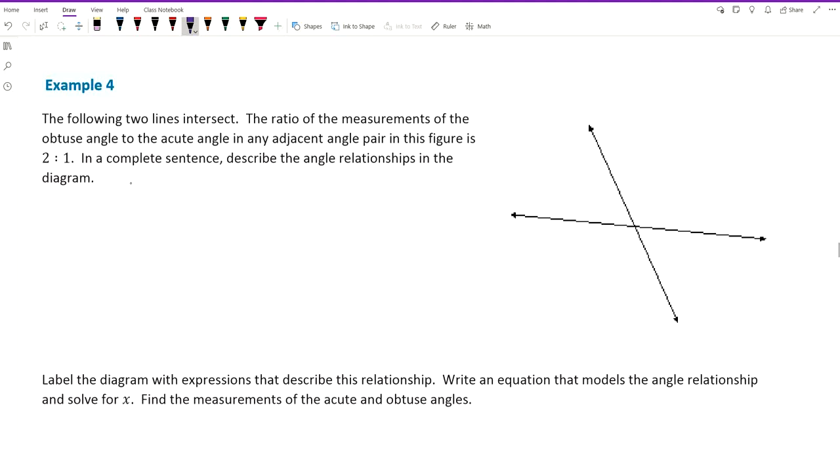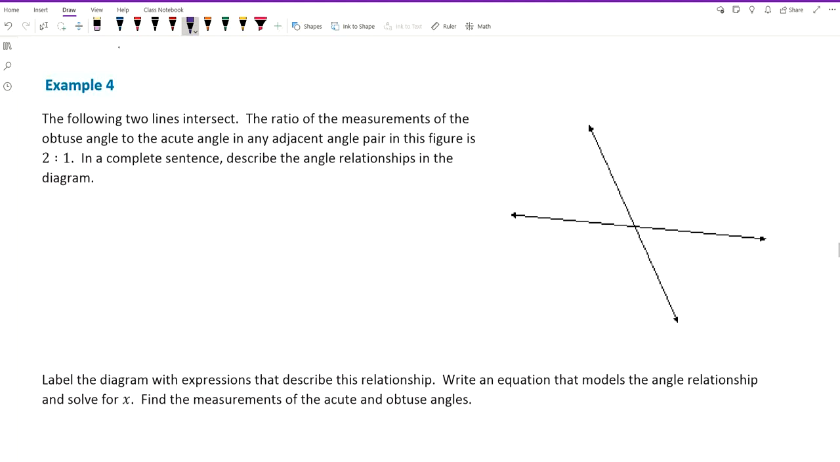So we got the following two lines intersect. Intersect just means they cross. The ratio of the measurements of the obtuse angle to the acute angle in any adjacent angle pair in this figure is 2 to 1. Then they're asking us to describe the angle relationship in this diagram.